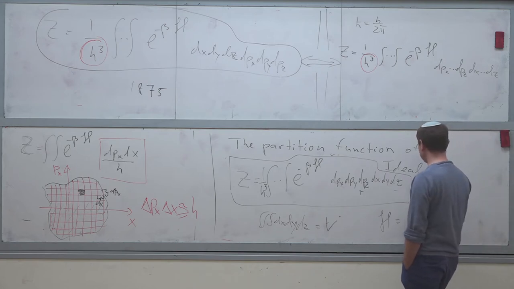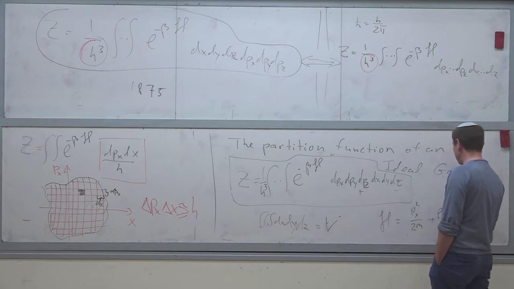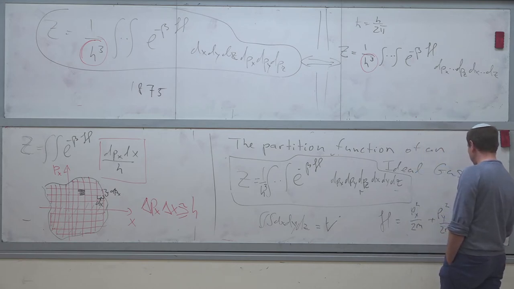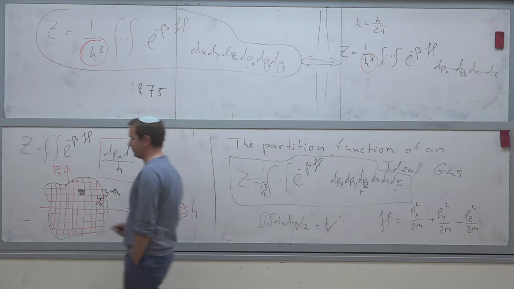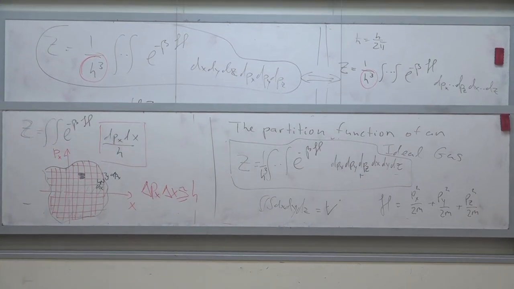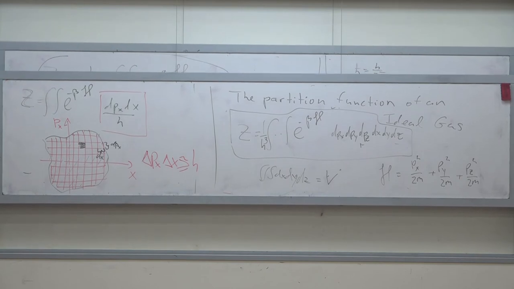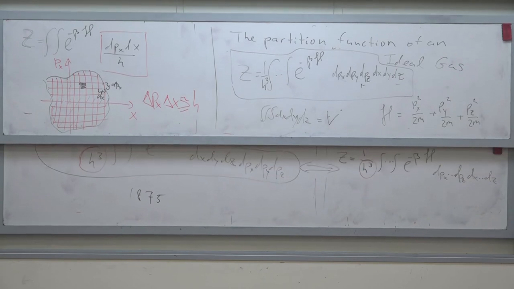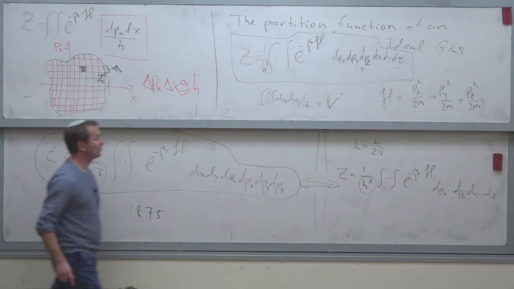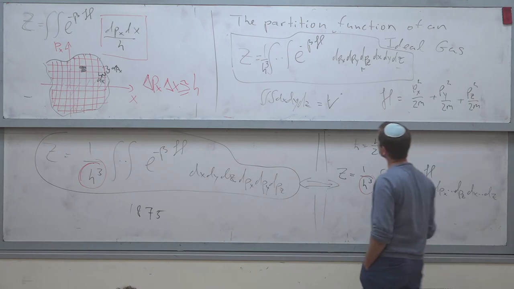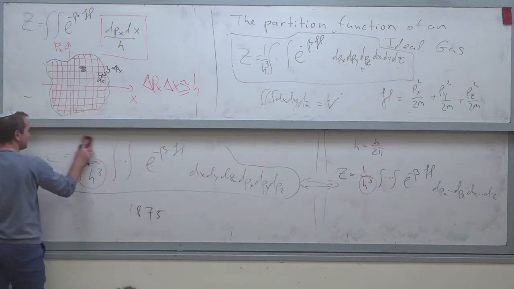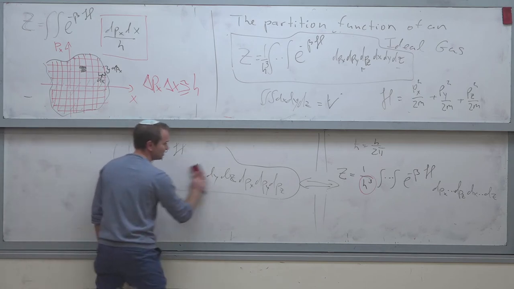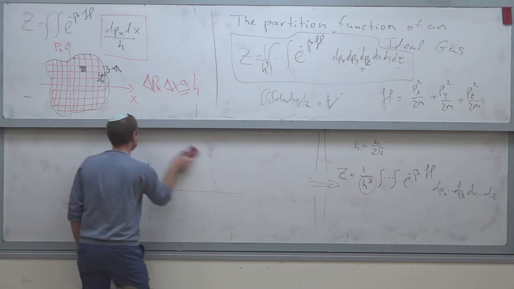So the Hamiltonian is px squared divided by 2m plus py squared divided by 2m plus pz squared divided by 2m. So first of all, we see that our Hamiltonian is independent of the position. So our formula works pretty well.